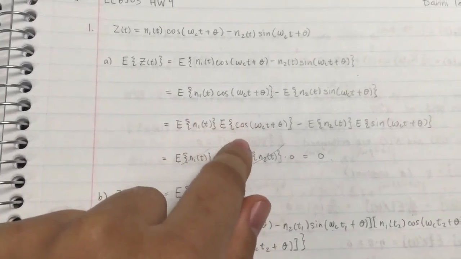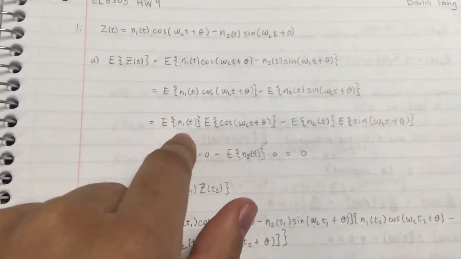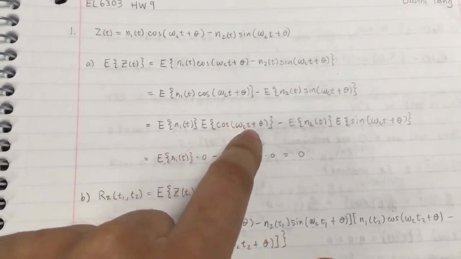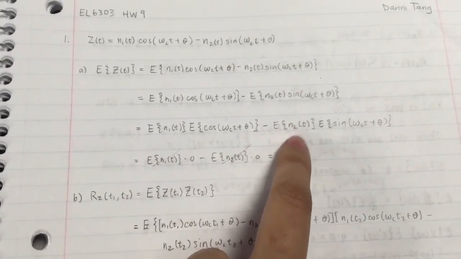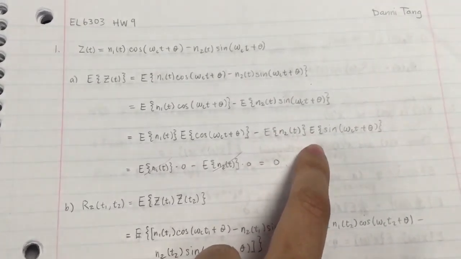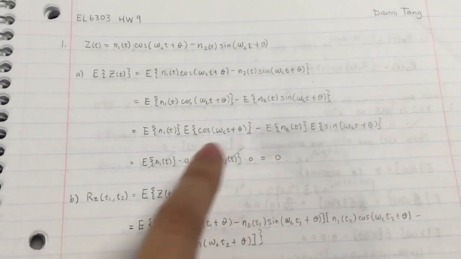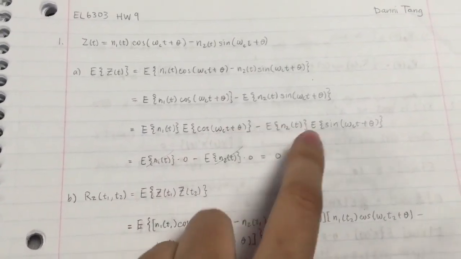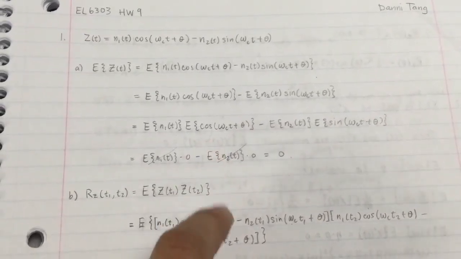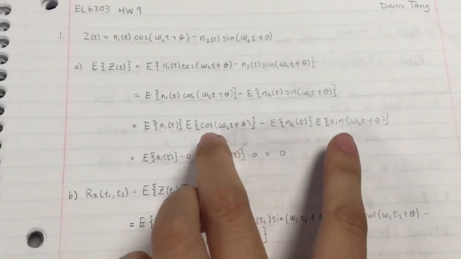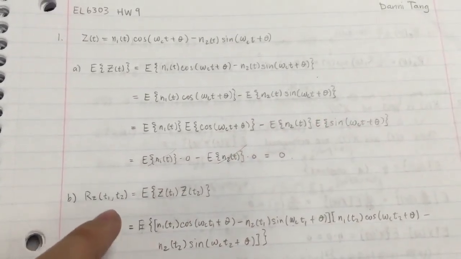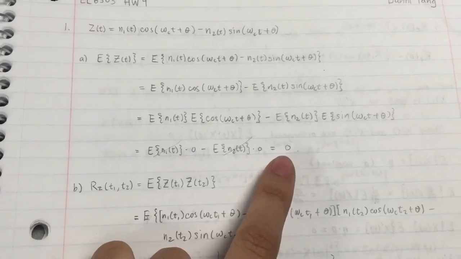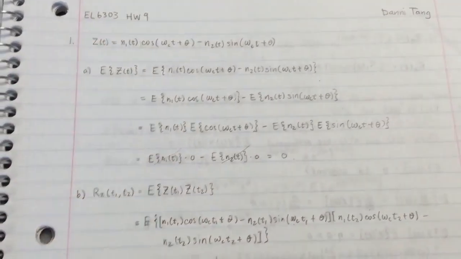We can separate this out into the expected value of N1(t) times the expected value of cosine, minus the expected value of N2(t) times the expected value of the sine. Since these two are cosine and sine, the expected value of these two parts will go to 0. So that means that this whole expression is 0, and the expected value of Z is 0.